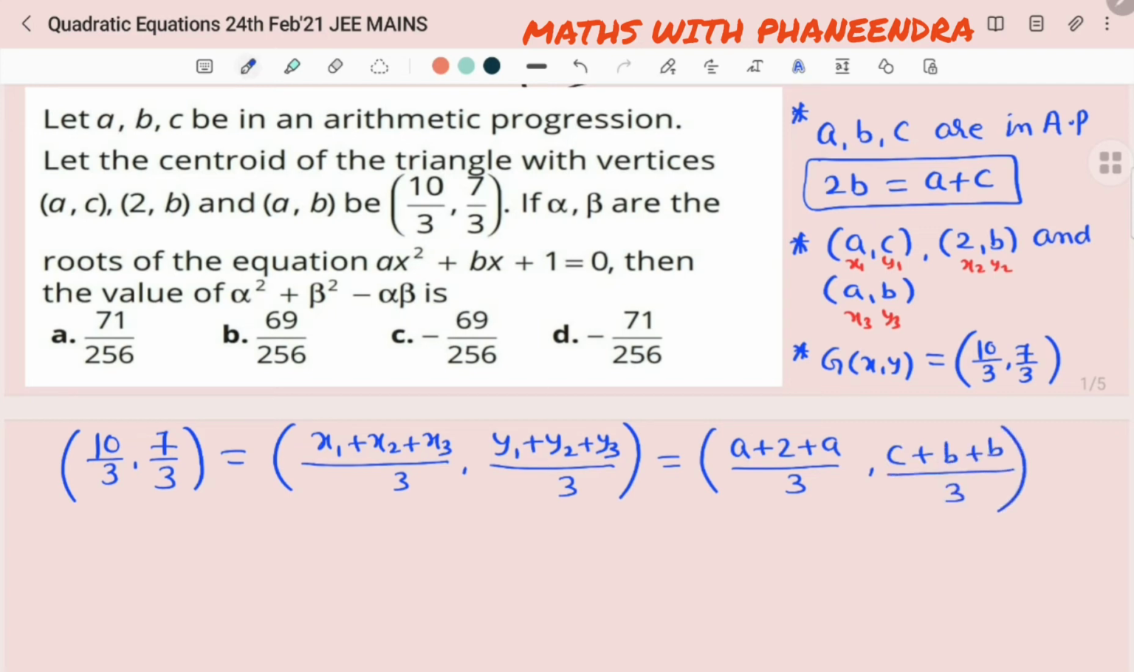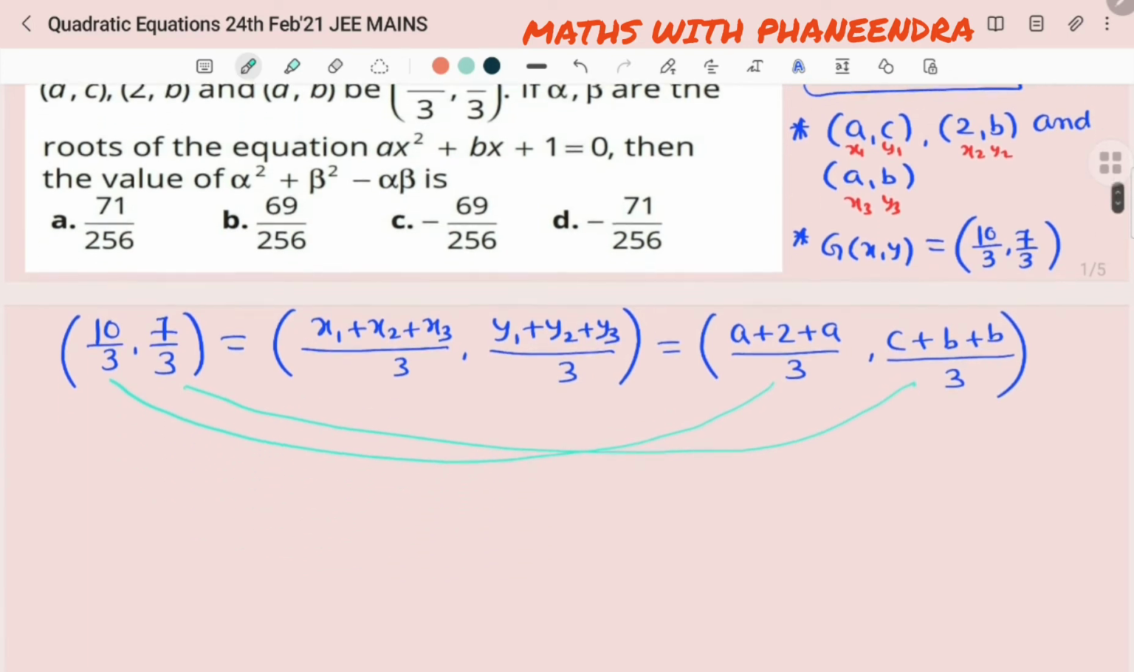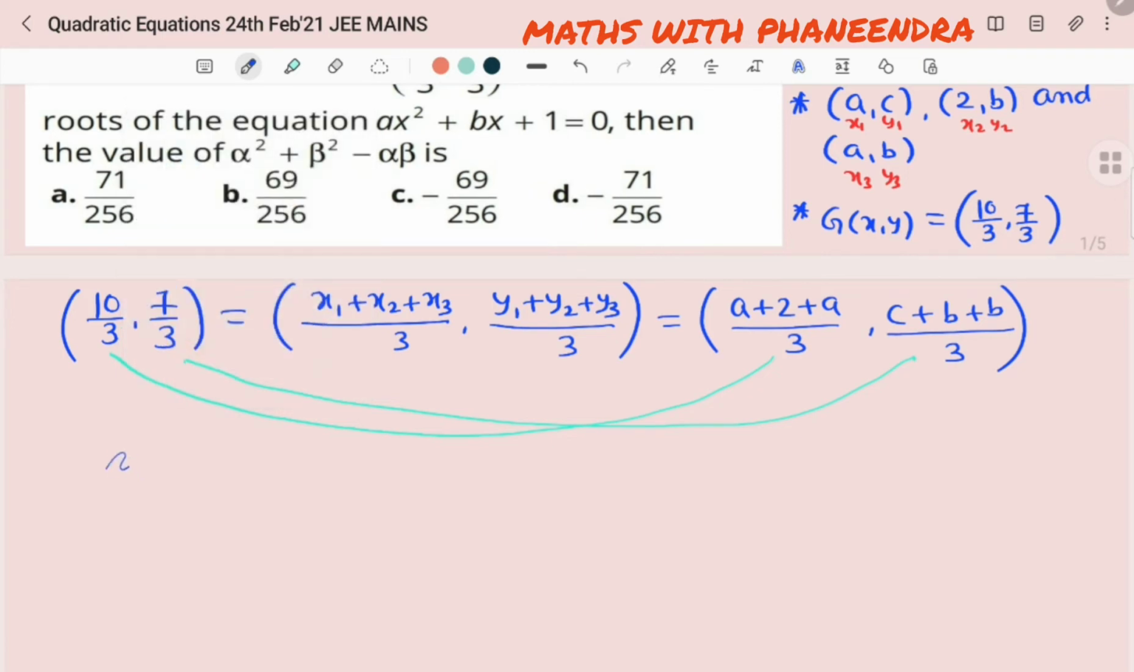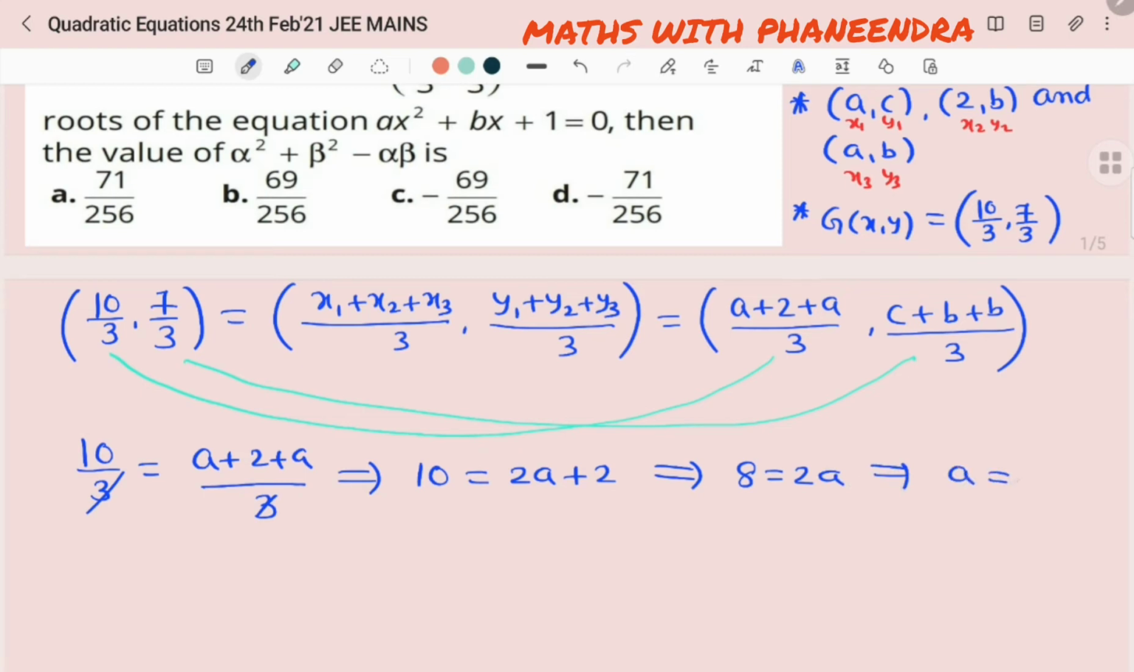So by comparing the x coordinates and y coordinates, you will get 10 by 3 is equal to a plus 2 plus a by 3. So 3 gets cancelled. That implies 2 we can take to this side. 10 is equal to a plus a, 2a plus 2. That implies 8 is equal to 2a. That implies a is equal to 4. A value we got.